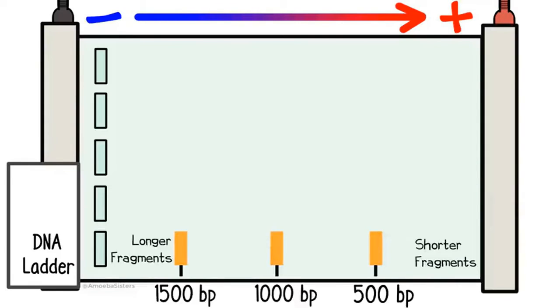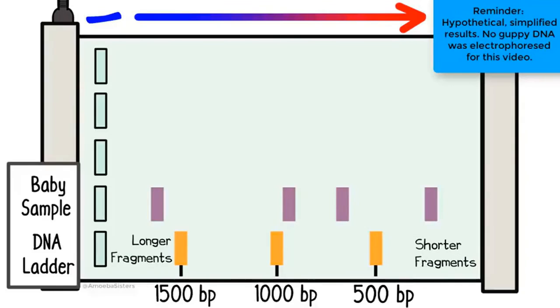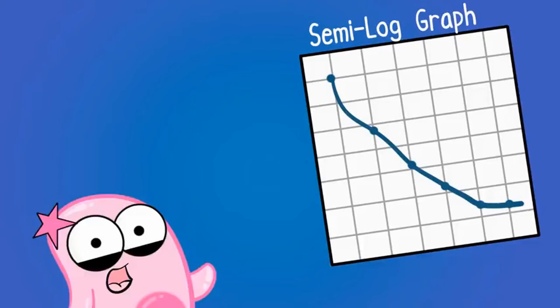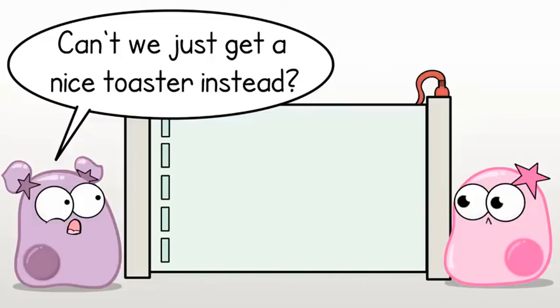You can use this now as a reference to give estimates of how large the other fragments are when they're run alongside it. And if you want to be closer to the value, you can use a semi-log graph, something to look up. So why do we care about gel electrophoresis? It's not likely I'll be actually using this with my guppies anyway, right?